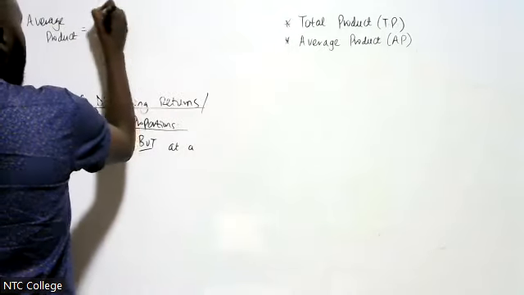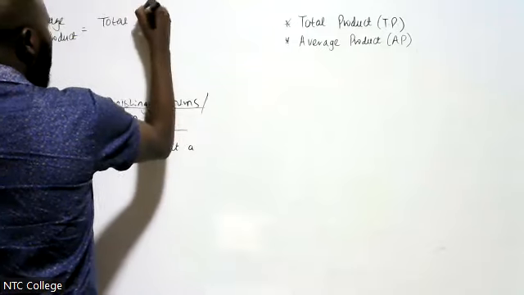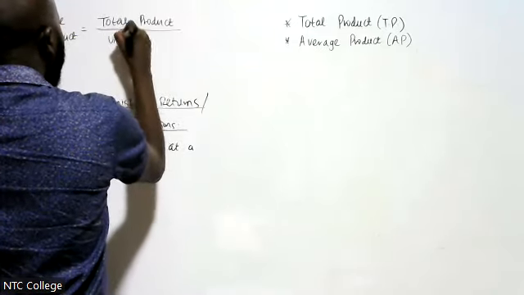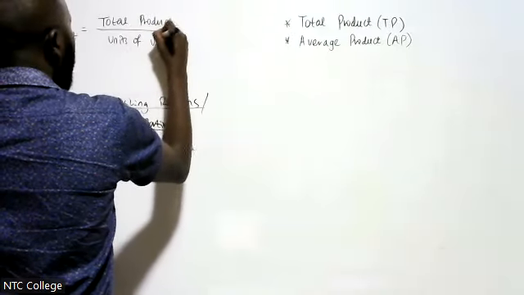equals what we had first. So the technical formula: total product over the units of variable factor.